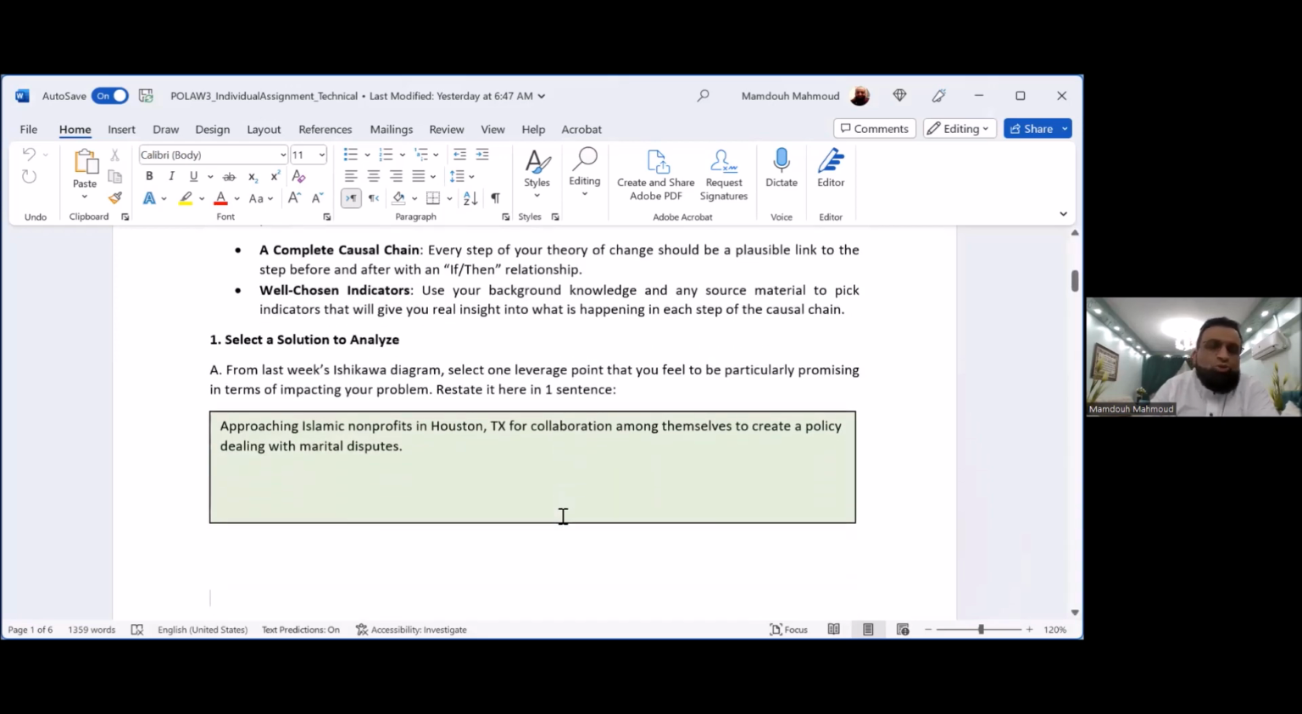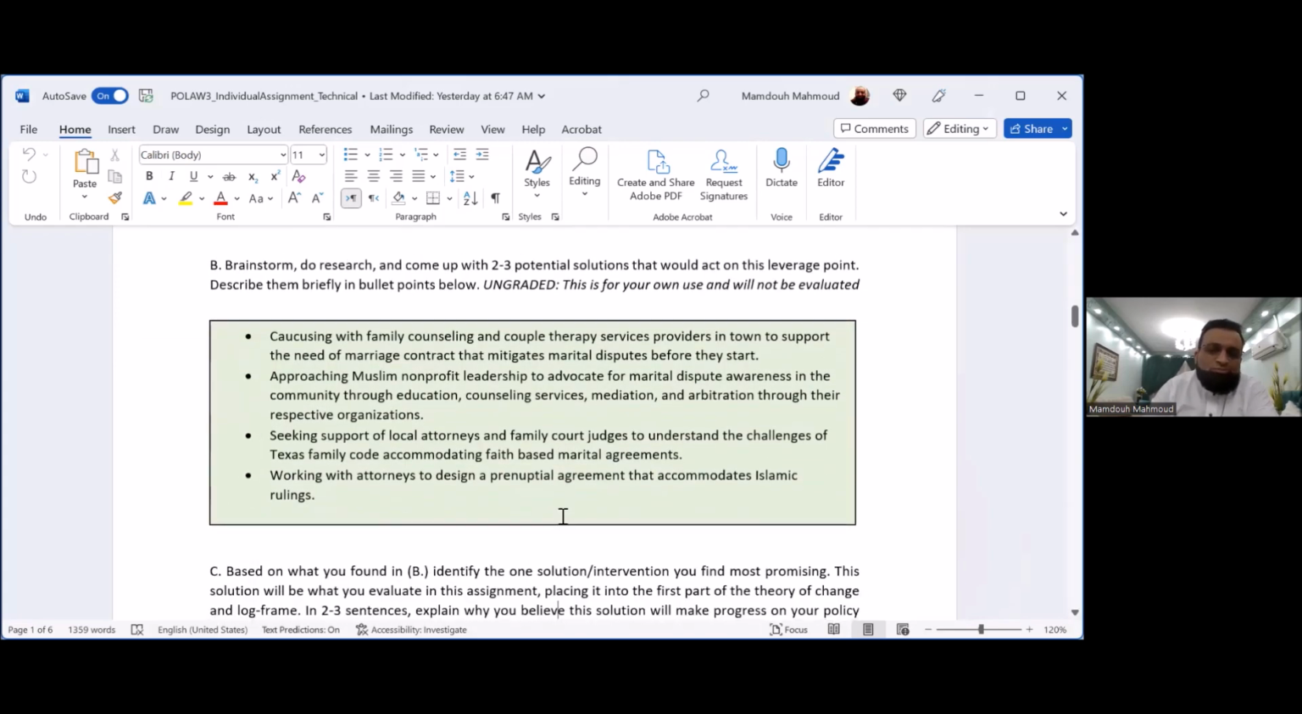So now I chose one solution that I'll work on only for the technical correctness. I'll say approaching Islamic nonprofits in Houston, Texas for collaboration among themselves to create a policy dealing with marital disputes. So I'm going to talk to all the Islamic centers, send them a letter telling them this is an issue that we have. We'll talk about it. Let's have a meeting and all of that. So that would be one step closer to solve my problem.